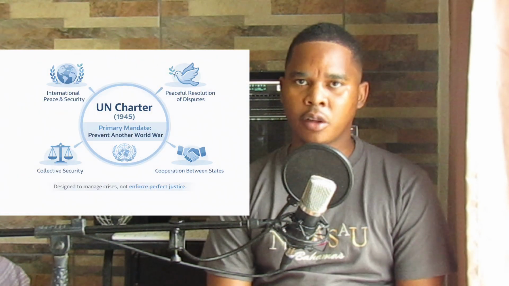This is where we start to see somewhat of a confusion between what people think the UN should do and what the UN can actually do. The United Nations Charter was not established to create a perfect system of justice. It was made to prevent another world war.